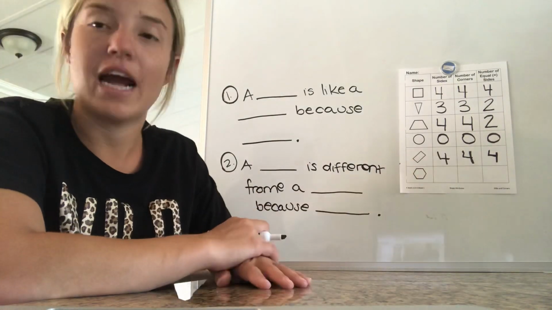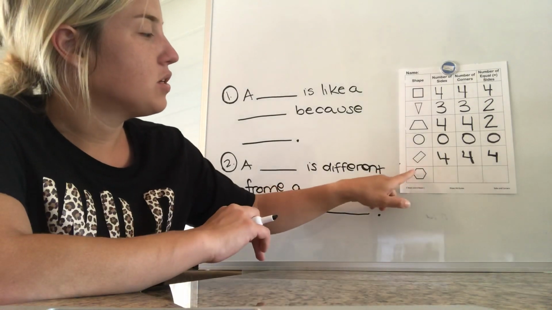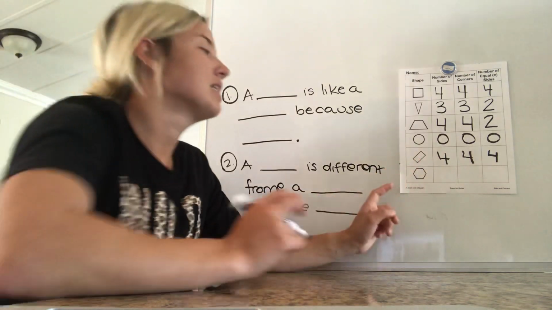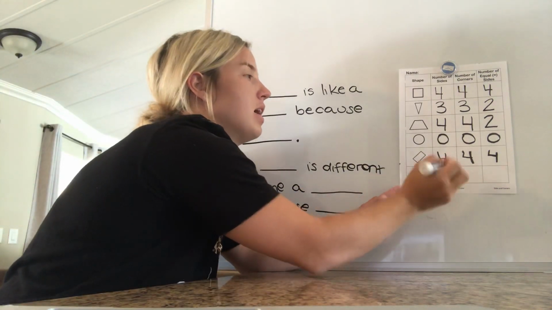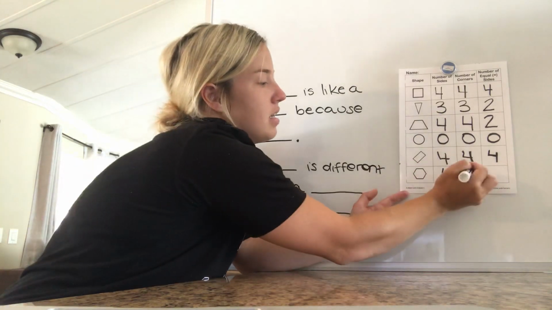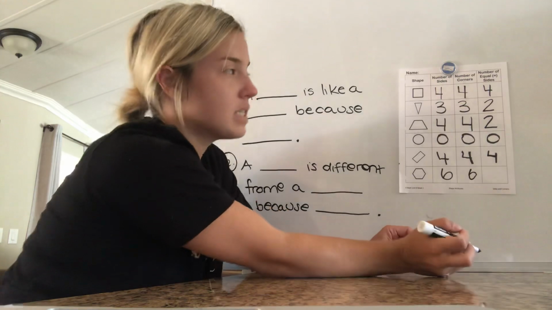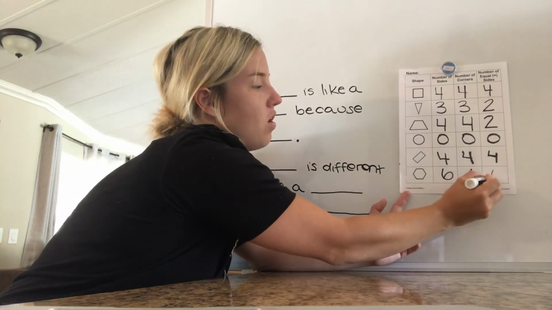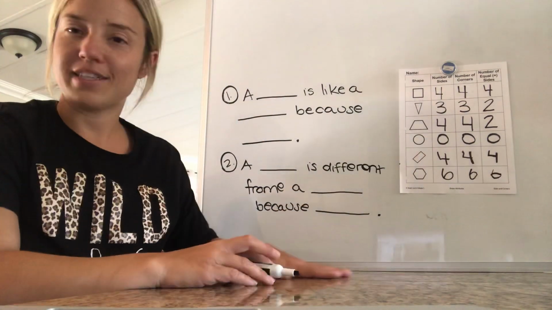And the last one is our hexagon. It has 1, 2, 3, 4, 5, 6 sides. And number of corners, 1, 2, 3, 4, 5, 6. And then number of equal sides, it actually has 6. They're all the same size. That's what makes a hexagon.